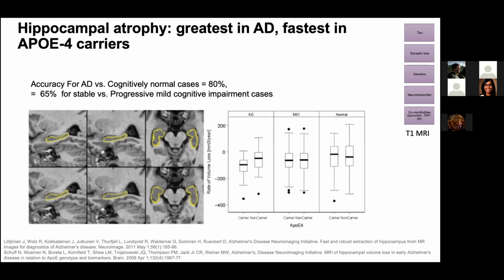This is another study that showed that E4, which is a genetic risk factor for Alzheimer's disease, has one of the highest penetrance for Alzheimer's disease. You see that participants who have E4 alleles and who develop Alzheimer's disease have an even faster rate of hippocampal loss.